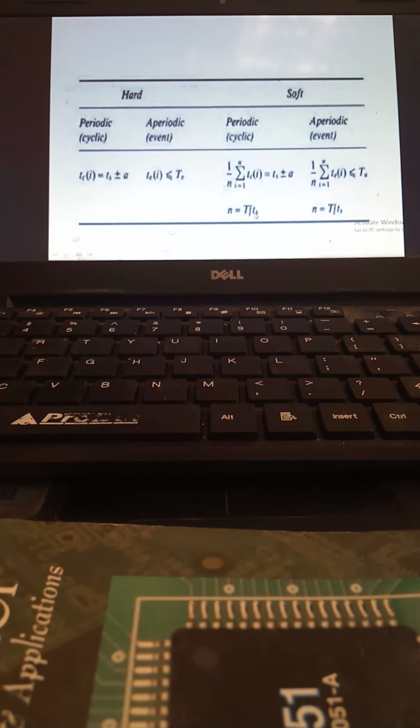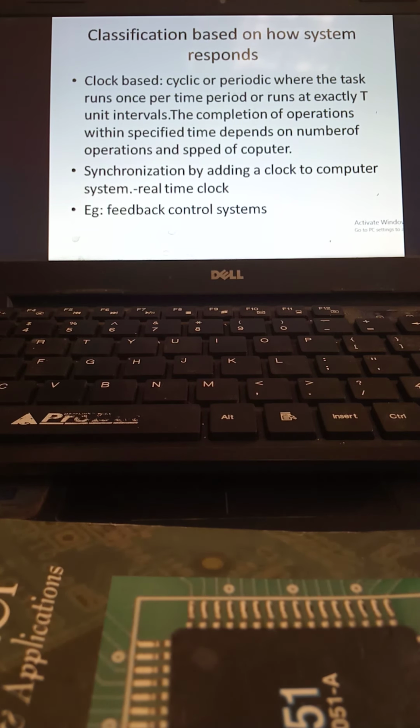Where n is, for a periodic system, when you take the average, what is n? The total time divided by TS. What is meant by TS? That is the sampling time. So in a period T, if you take each TS as a sample, one period means one sample, there will be a total of n equal to T by TS samples. I hope you understood. Next, we classify the real-time systems based on how the system responds.